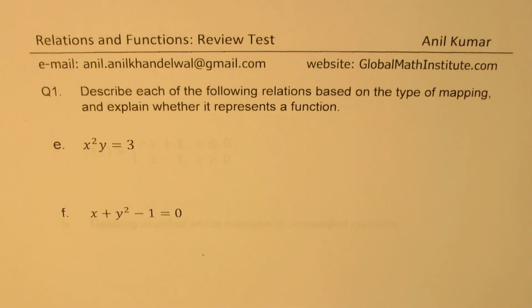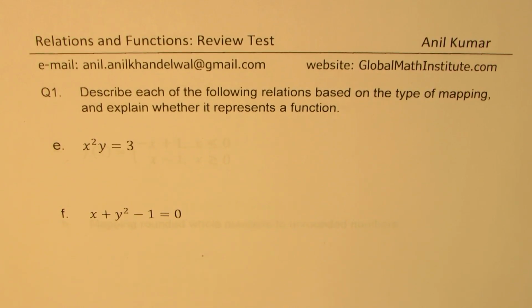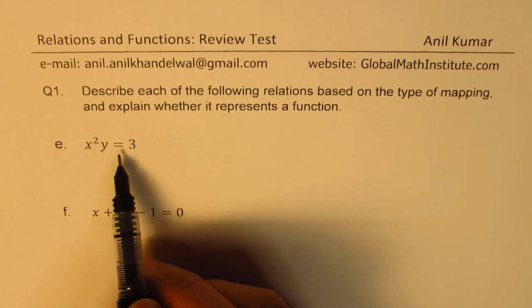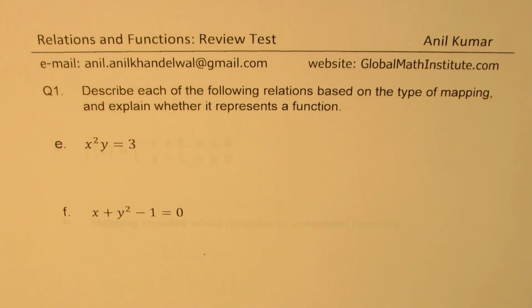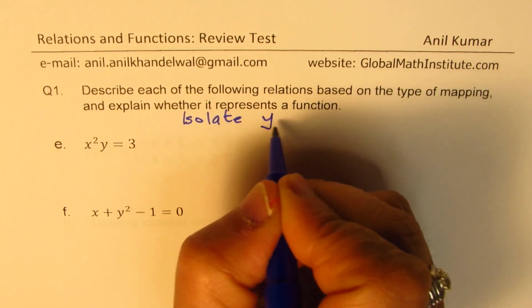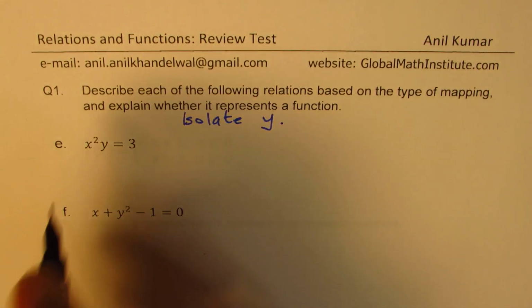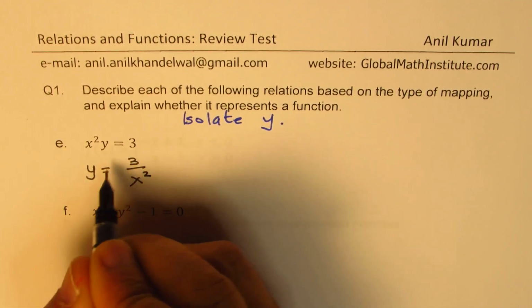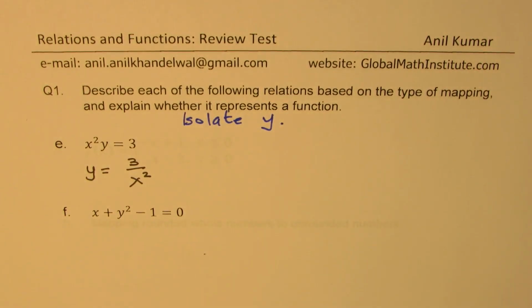Now, we'll do the same: check for functions using equations. So here are two examples, part E and F. I would like you to pause the video and check it out, and then look into my suggestions. So part E is x squared y equals 3. In such cases, we need to isolate y. That will be our first step. So we can write here that y equals 3 over x squared. Now that becomes our function. y equals 3 over x squared.